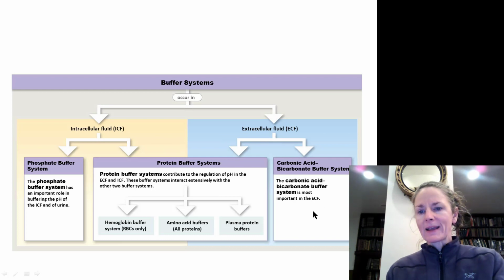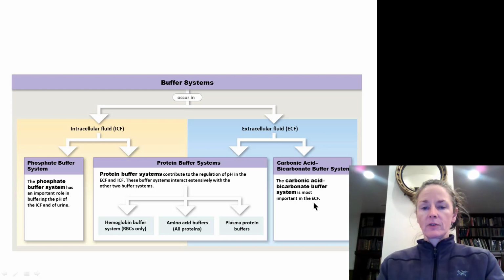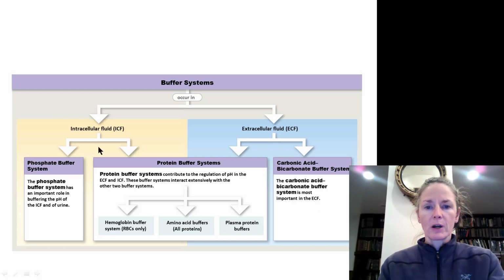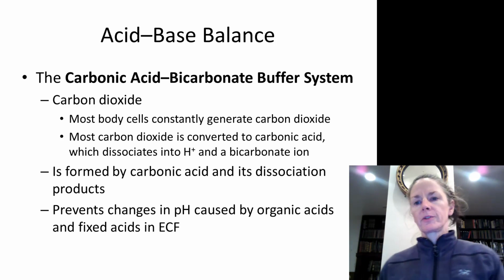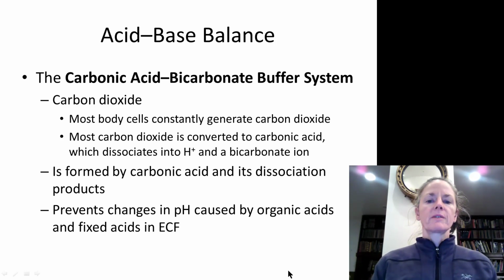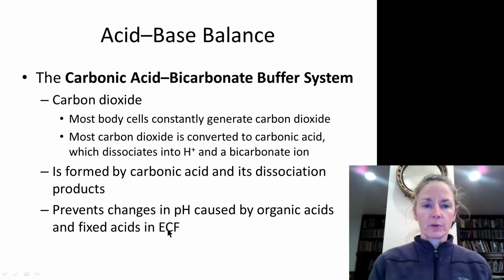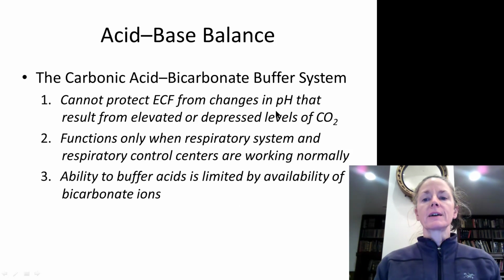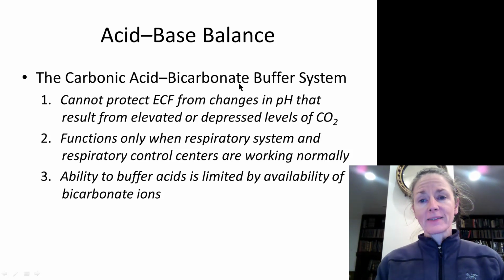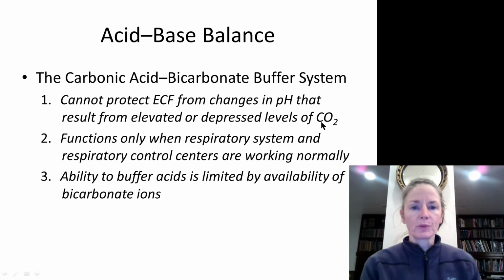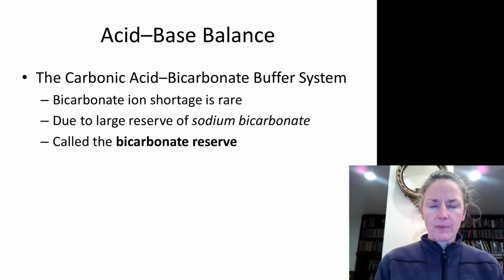Now, finally, the carbonic acid bicarbonate buffer system is going to be at play in the extracellular fluid. So this is where we're going to see these three buffer systems and where we're going to see them operate. Now, some limitations on the carbonic acid bicarbonate buffer system is that it's going to prevent pH changes caused by organic and fixed acids in the extracellular fluid. One of its limitations is it cannot protect against rapid changes in CO2, since CO2 is one of its major components. So that is one of the things about the bicarbonate buffer system.